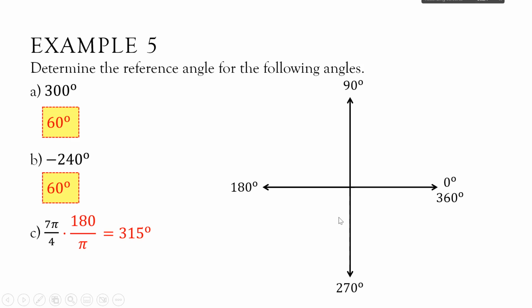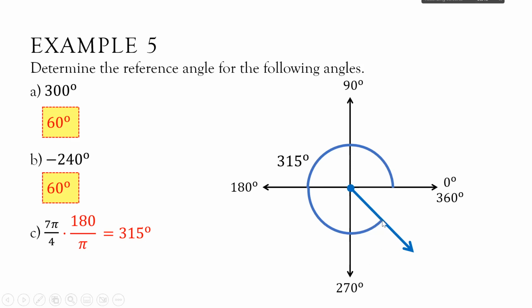Alright, so what does 315 look like visualized? Well, 315 is between 270 and 360. So I'm expecting it to be somewhere in this bottom right quadrant, 315. And again, I don't necessarily have to draw this to scale. I'm just using this to help me visualize what my reference angle is.